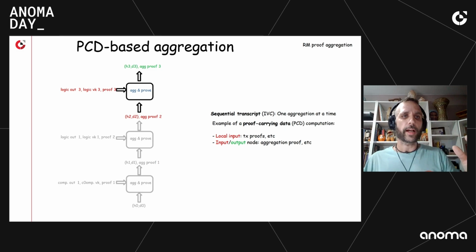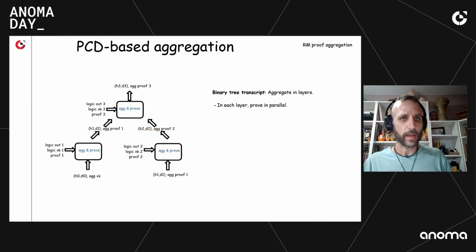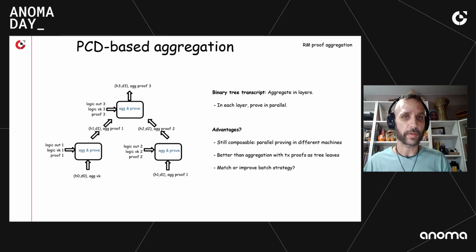Each node, besides computing its own chunk of the program, also attaches a proof to it. So this is exactly what IBC does, but IBC does it in a sequential way. There is no reason that we have to stick to sequential aggregation. We can change the shape of the transcript. For example, we can use binary tree transcripts and aggregate in layers. In each layer, we can prove things in parallel, so that might already improve efficiency. That's one of the advantages.